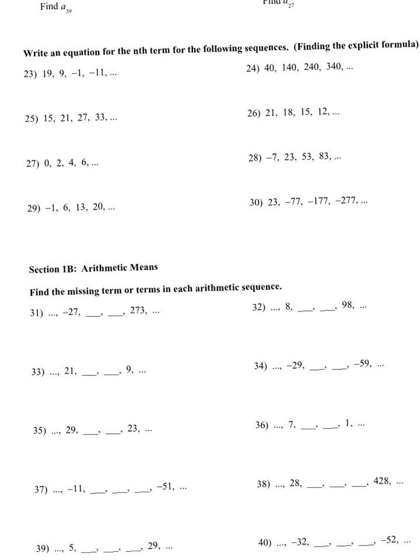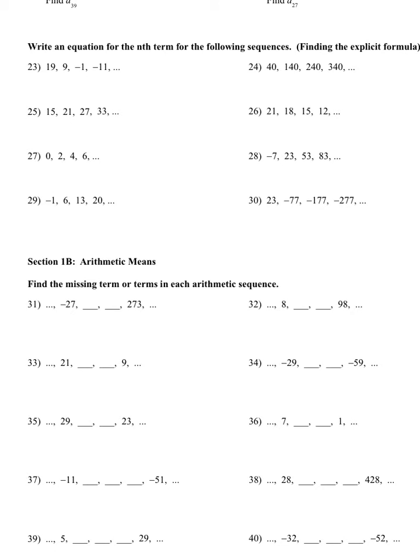And in this next section, we're going to write an equation for the nth term for the following sequence, and it's finding the explicit formula. So what it's doing is it's going to take our nth term formula that we just talked about, which was an equals a1 plus n minus 1 times d, and it's going to let you get more specific for that particular sequence, and we're going to do number 23.